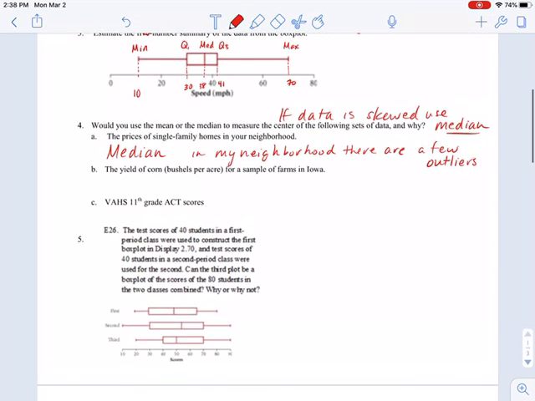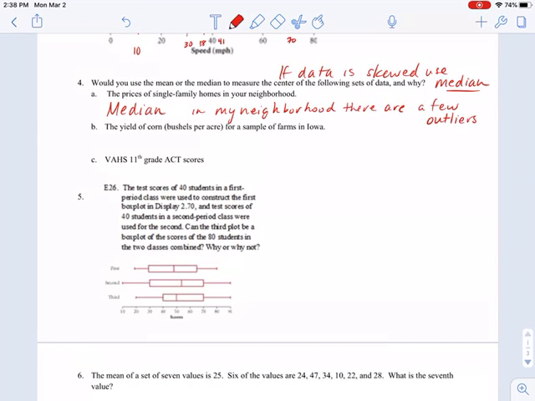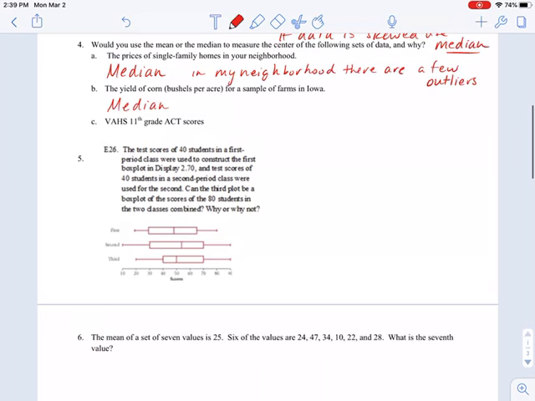And it does depend on the specific neighborhood. So this is asking you to read into the question a little bit. The yield of corn. Okay, so this also is probably going to be skewed. You're probably going to have a few farms that had a bad year. And so I would suspect that the data is going to be skewed one way or the other.